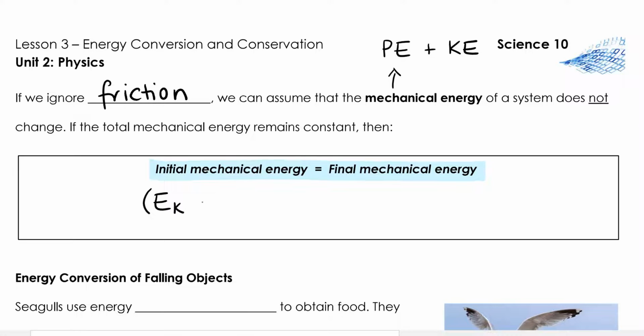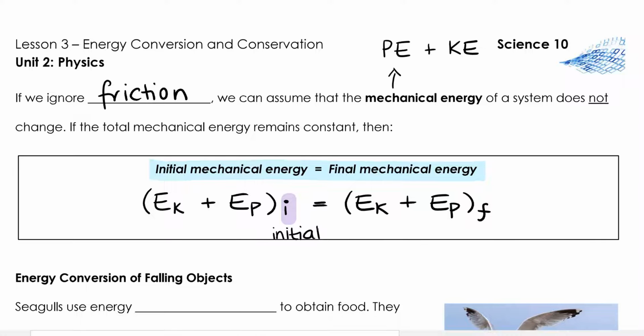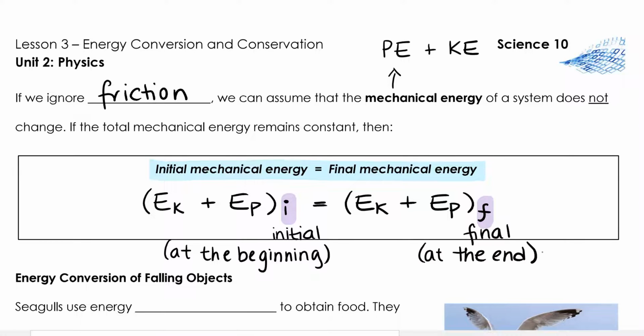Initial kinetic energy plus initial potential energy equals final kinetic energy plus final potential energy. The little i stands for initial, which means at the beginning. The little f stands for final, which means at the end. I'm going to put a star next to this formula because it's very important.